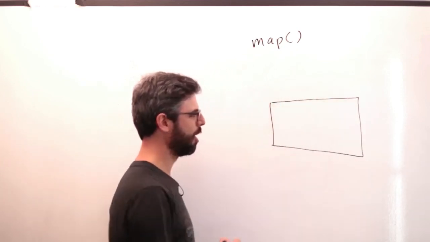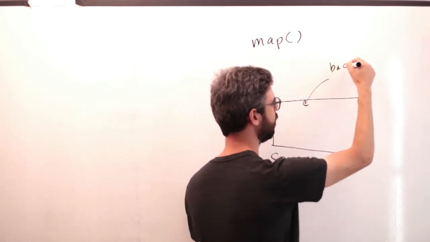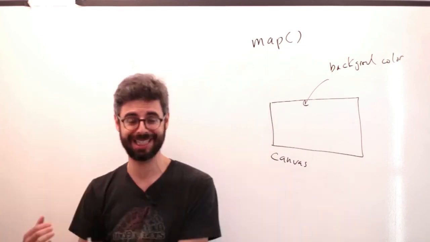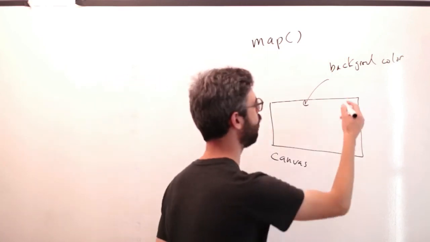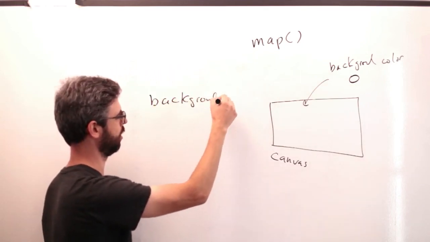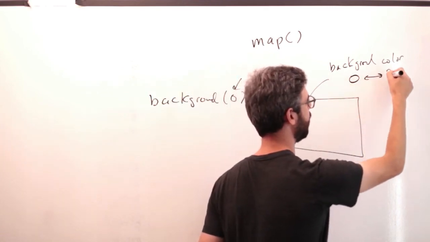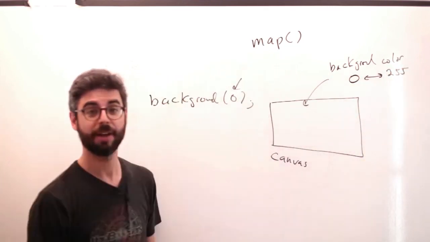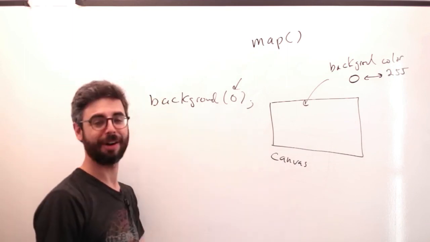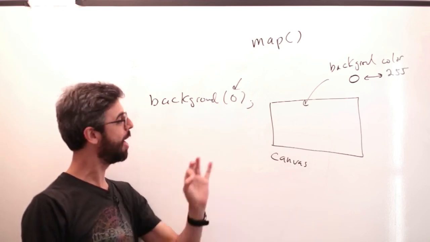Let me give you a simple version of this problem. Let's say we have a canvas, and the canvas has a background color. What you want is for that background color to sometimes be black and sometimes be white. When it's black, the color you should put in the background function is 0. When it is white, the color you should put in the background function is 255. So the range for the background function that I want in this program is a number between 0 and 255.